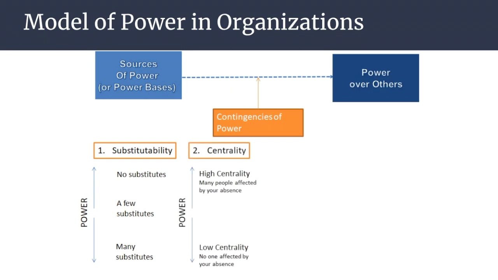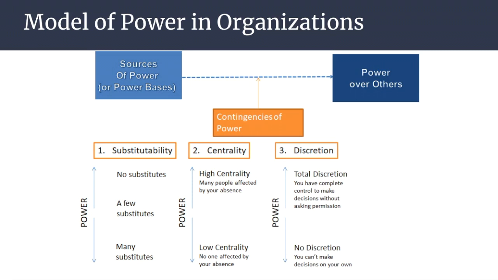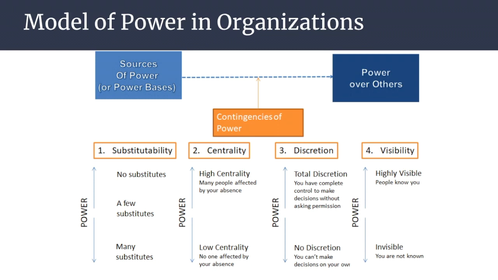Centrality is essentially how your absence affects people. If you have high centrality, that means if you were to be absent one day, you would have a larger effect. Discretion is essentially autonomy. When you have total discretion and you are totally autonomous to make decisions, you have more power and your decisions can potentially affect more people. Finally, there's visibility. So the more people know you, the more power you have. So with that, we have a clear understanding of the model of power in organizations. Now you'll be visiting Andrea, and she's going to take us through power styles and groups.